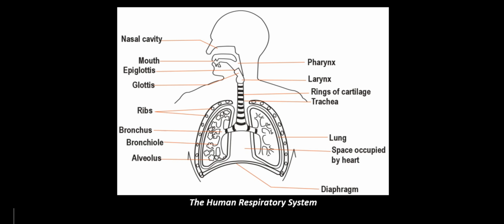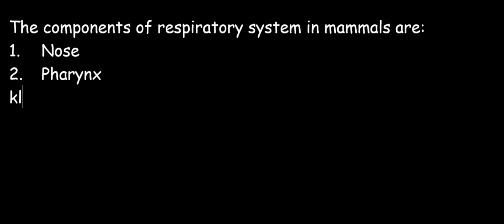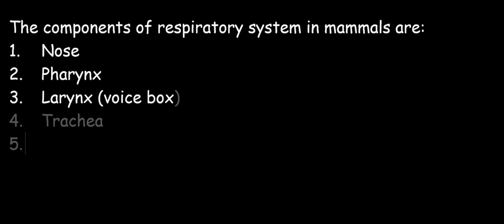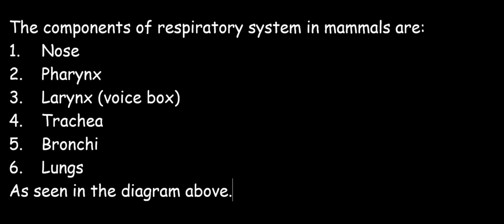We are going to be looking at the components of the respiratory system in mammals, and we'll discuss them individually again. So the components of the respiratory system in mammals include the following. Number one, the nose. We have the pharynx. We have the larynx, also known as the voice box. There's the trachea. So we have the bronchi, and we have the lungs. Though we have discussed this before in the diagram, we'll be looking at them in more detail now.